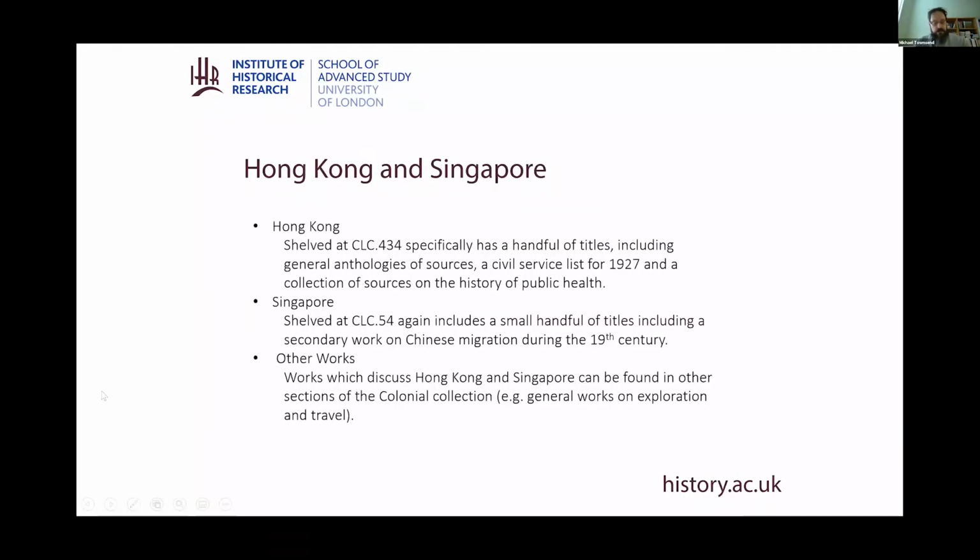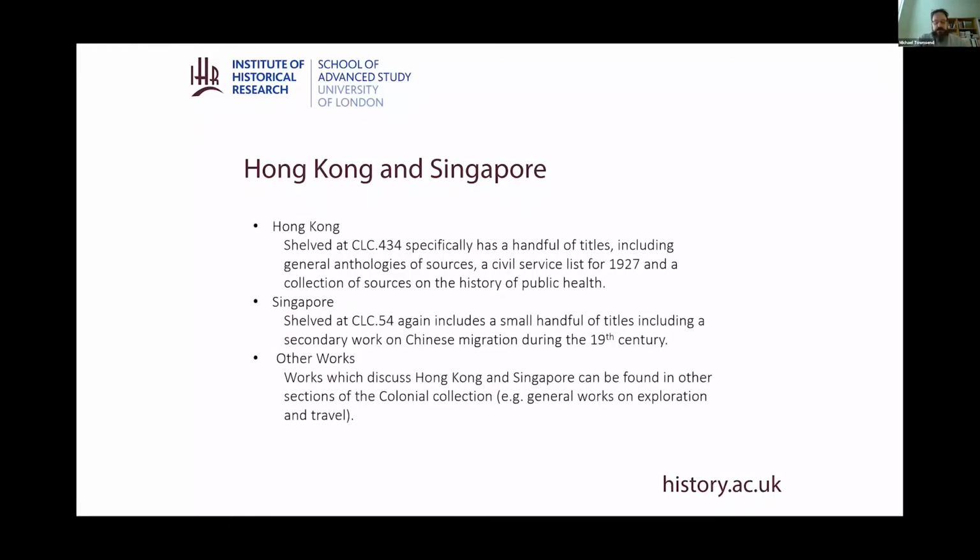However, now I want to turn to the other part of this presentation. I knew within the colonial collection there were a number of titles already specifically on the colonial histories of Hong Kong and Singapore. However, unfortunately, I also knew that currently there weren't that many. Looking at the shelves, I realized the titles of published primary sources we currently have is decidedly patchy.